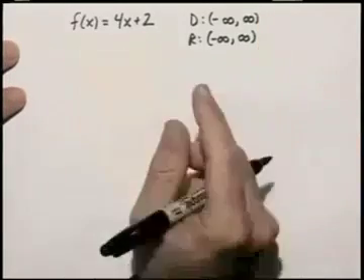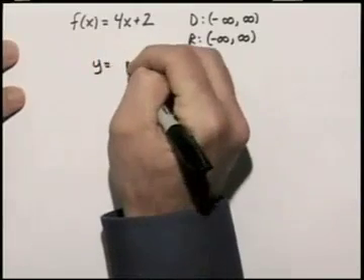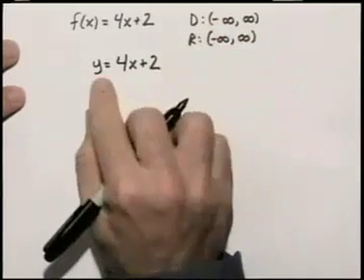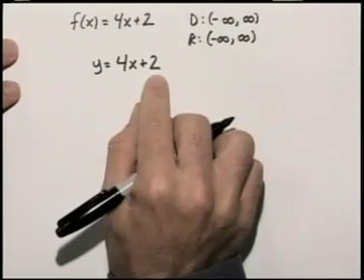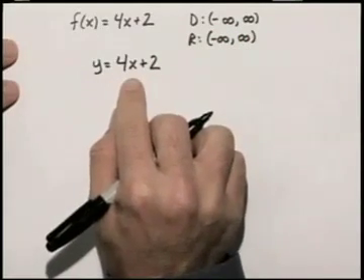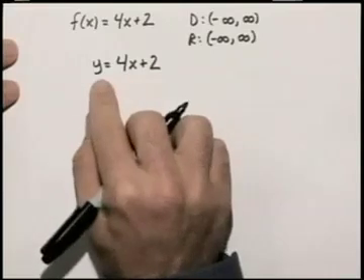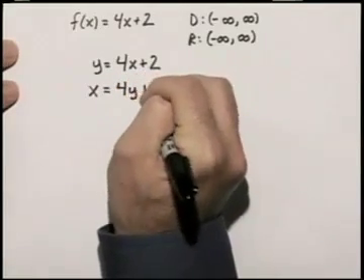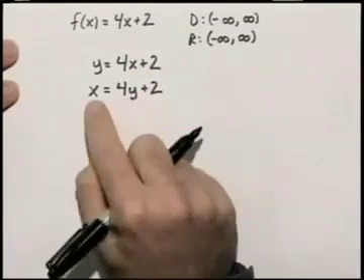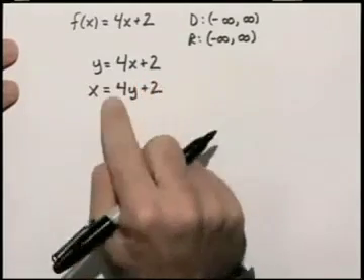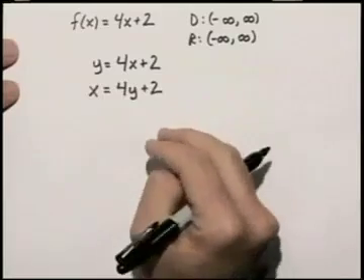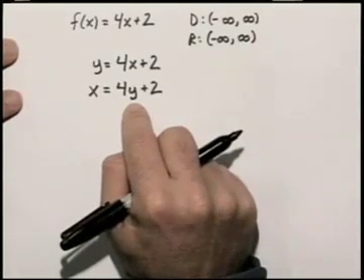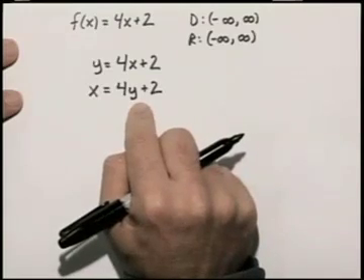To find the inverse of this function, we first replace the f with y equals 4x plus 2. Then what we're going to do is interchange the roles of x and y. So we get x equals 4y plus 2. The idea there is that we interchange x and y when we find inverses, say when we did the ordered pairs. Now we want to solve this equation for y.